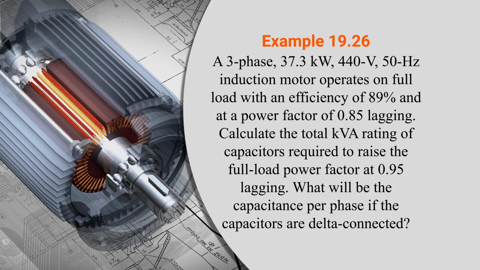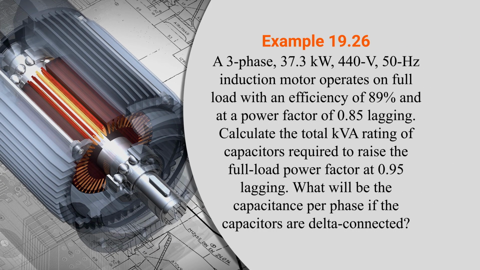Next example, here we can discuss a 3-phase 37.3 kilowatt 440 volt 50 hertz induction motor operates on full load with an efficiency of 89% and at a power factor of 0.85 lagging. You have to calculate the total kVA rating of capacitor required to raise the full load power factor to 0.95 lagging. You have to calculate what will be the capacitance per phase if the capacitors are delta connected.